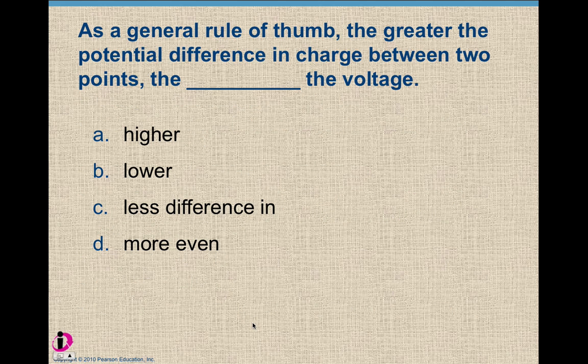Okay. As a general rule of thumb, the greater the potential difference in charge between 2 points, the higher the voltage. Okay, so the resting membrane potential, if you have it at -70, it's going to be a high voltage. But if you increase that to -90, which would essentially be sending more positive ions out of the cell or bringing more negative ions in, the higher the voltage.